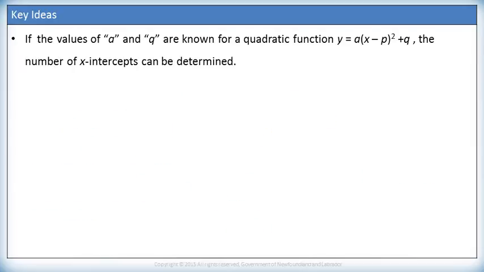To summarize, if the values of a and q are known for a quadratic function, y equals a outside of x minus p squared plus q, the number of x-intercepts can be determined. Think about whether the vertex is above or below or on the x-axis, and then think about the direction of opening and what makes sense for the number of x-intercepts.